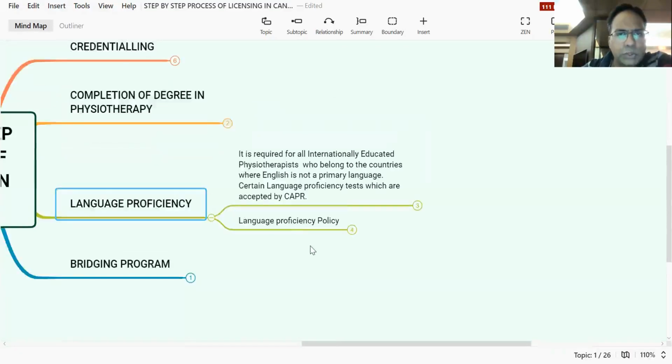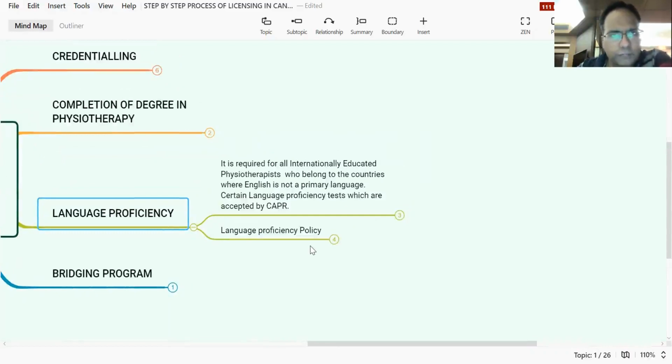Then for the countries where English is not the first language, you would also require a language proficiency test. All the internationally educated physiotherapists, especially those in whose country the primary or first language is not English, will have to undergo these language proficiency tests.